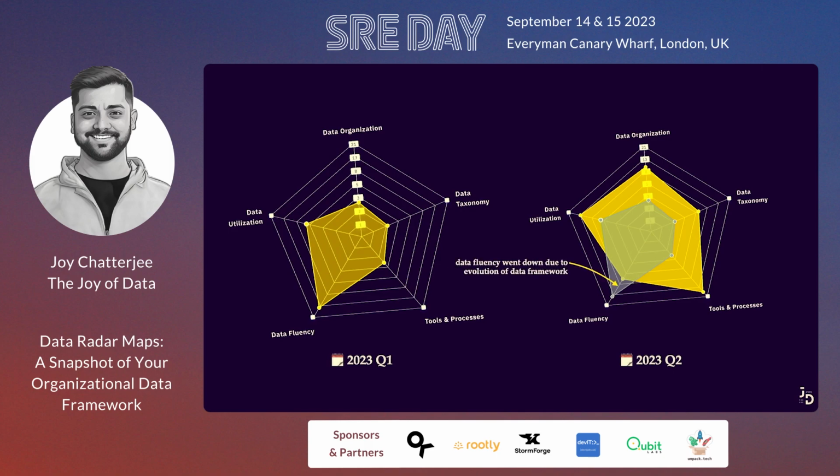And if you look at it closely, you'll see the data fluency actually goes down. So it's not always a progressing graph. If you look at the left one, there were no tools and processes, or they were underdeveloped. And now here you have a bunch of different tools and processes, which means people are now using different tools, different processes. That obviously means that a lot of team members maybe don't know how to use these tools, so your fluency went down. And this is one way of making sure that at any point you know where you need to work on your data framework and what exactly it's representing at that point in time.